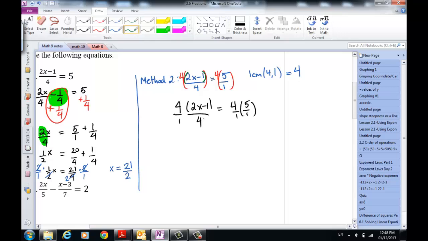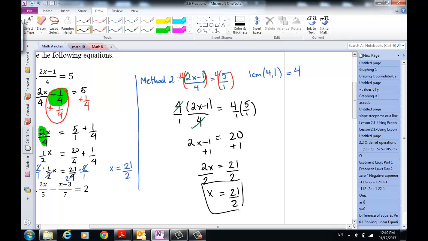And the nice thing is that these 4's will become a 1. So all I'm left with is 2x minus 1. And then this is equal to 20. I can add 1 to both sides. I get 2x is equal to 21. I want x equals, and therefore I'm going to divide by 2 on both sides, and I get x is equal to 21 over 2. So I got the same solution. It was a little bit easier.